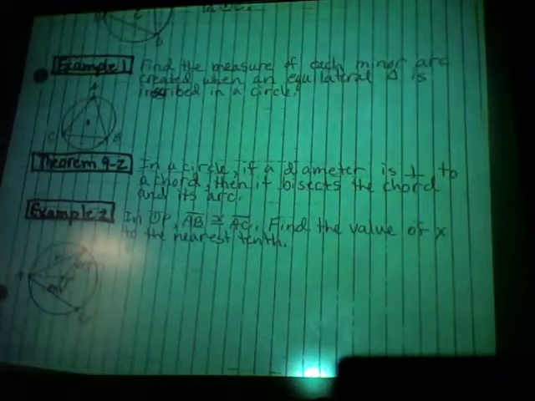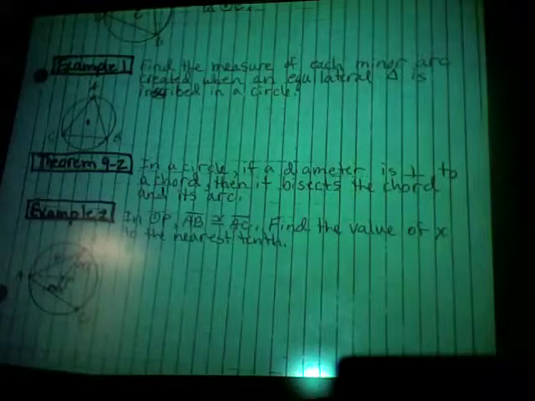All right, then label these vertices A, B, and C. Now the directions say find the measure of each minor arc created when an equilateral triangle is inscribed in the circle. So if this is an equilateral triangle, isn't this congruent to this is congruent to this? How can we solve this? Equilateral triangle. What do you know about the degree of the whole circle?